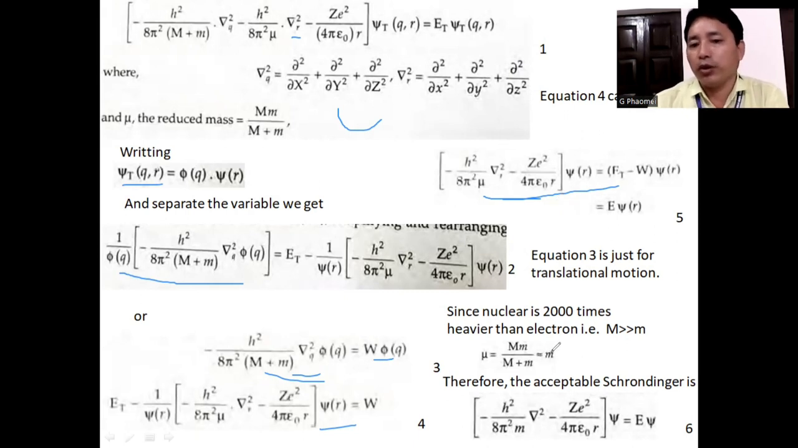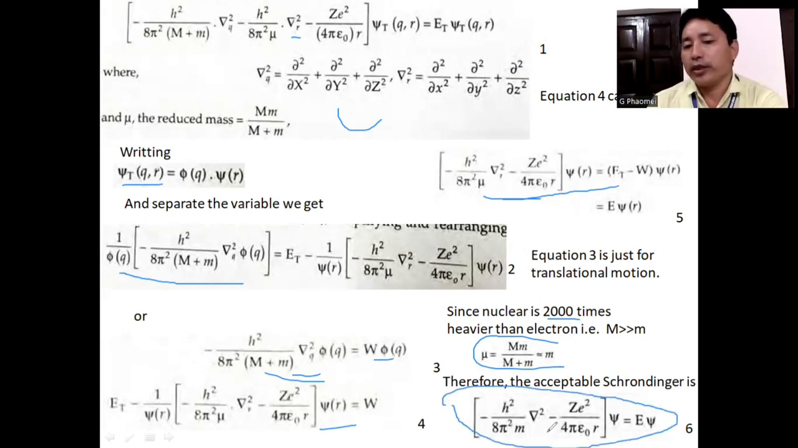And finally, as we know, the mass of the nucleus and the electron are very, very different; the nucleus is more than 2,000 times heavier than the electron. Therefore, instead of writing mu, we can simply write m. Therefore, the simplified Schrodinger equation will be just as given here. So this is the Hamiltonian, and this is the eigenfunction, and E is the eigenvalue.